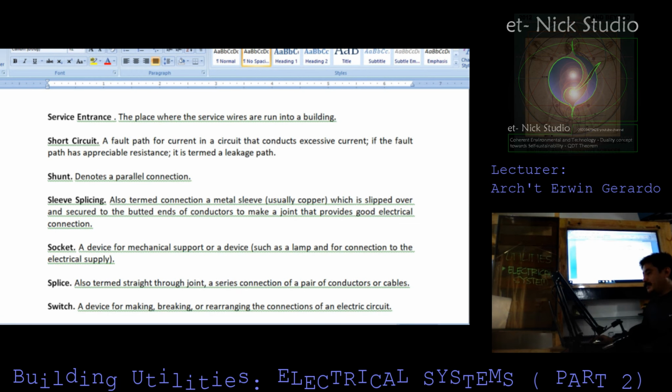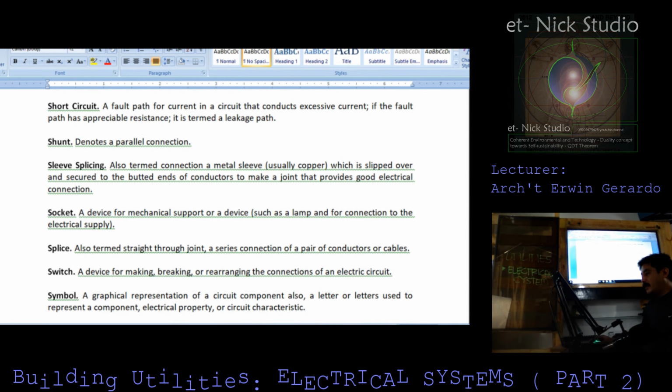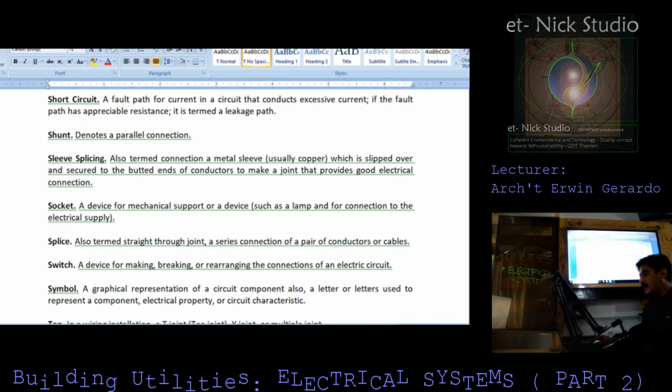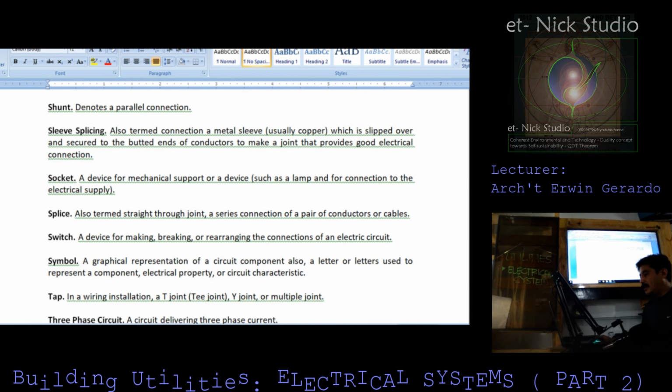Service entrance, the place where the service wires are run into a building. Short circuit, a fault path for current in a circuit that conducts excessive current if the fault path has appreciable resistance. It is termed a leakage path. Shunt denotes a parallel connection.